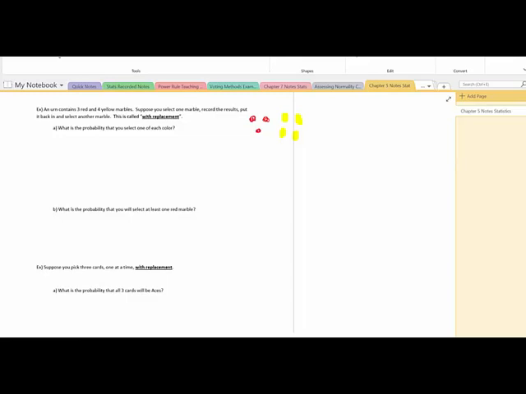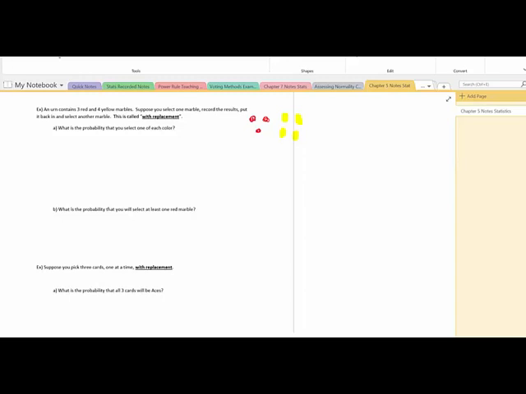In this video, we're going to do probability problems with replacement. So let's take a look at an example. An urn contains 3 red and 4 yellow marbles, which I've drawn on the side here. Suppose you select one marble, record the results, put it back in, and select another. This is what is referred to as with replacement. So what's the probability that you will select one of each color?